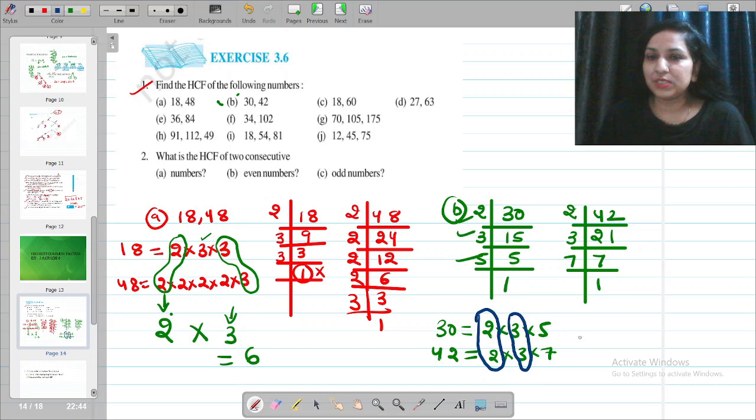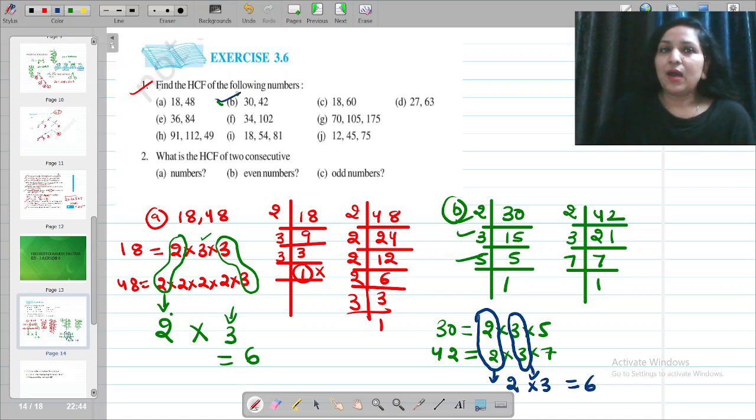Just leave these numbers. Out of this pair, 1 2 out. Out of this pair, 1 3 out. Now take the product. 2 multiplied by 3 is 6 and that's your answer. Easy enough. There are so many parts of this particular question. Doing each and every part here doesn't make any sense because it is basically a practice game.